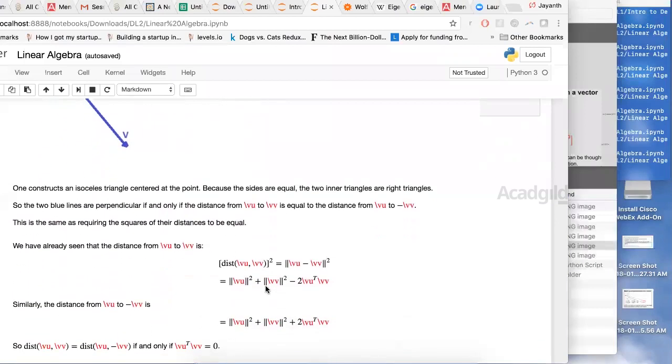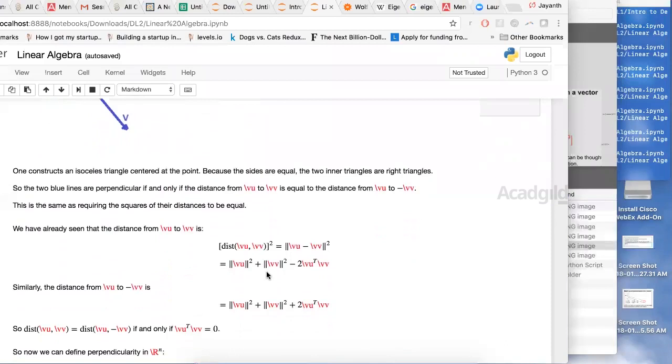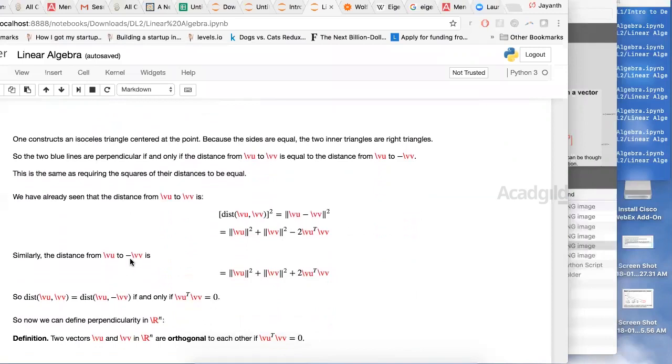We've already seen the distance of u comma v is v square plus u square minus 2vu. Similarly, the distance from u to minus v is v square plus u square plus 2vu. So the distance of uv is equal to the distance of u minus v. Therefore, these two terms must be equal to 0.